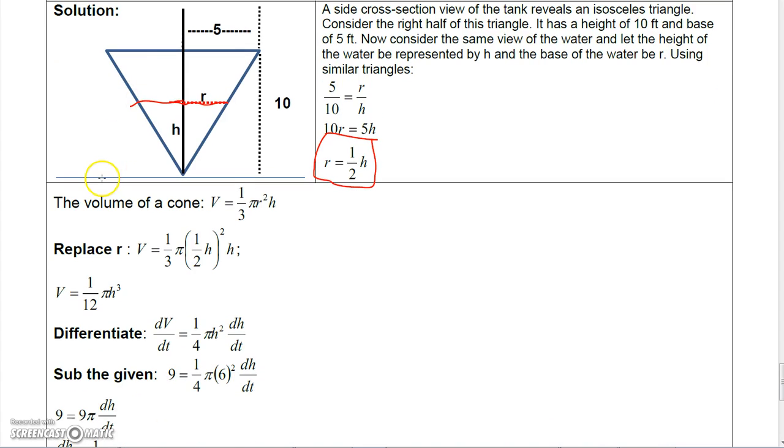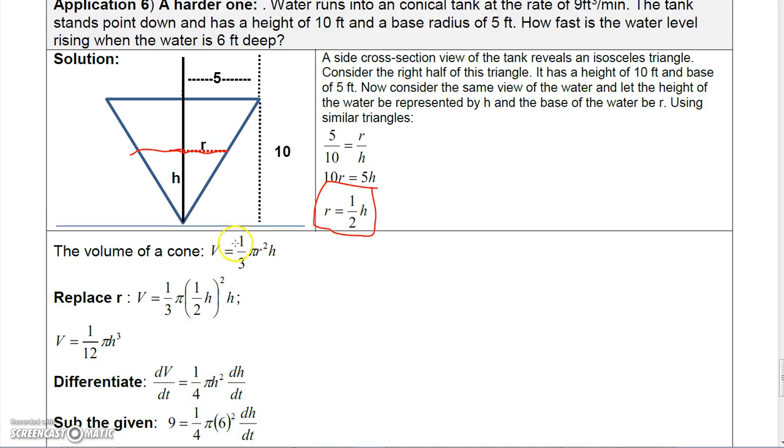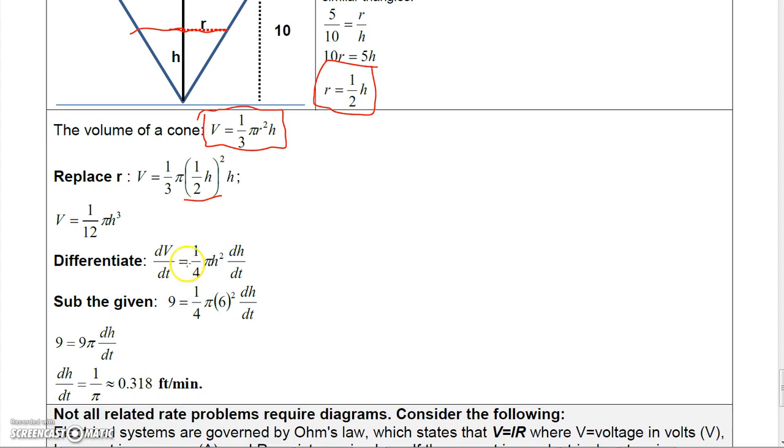Now that's important because we needed r in terms of h. And the reason is the volume of a cone is 1/3 pi r squared h. So I need to eliminate this r. I can replace r with 1/2 h. And then when I simplify that, you can do this algebra here on your own, but you square this and then multiply it out, and you actually get the volume is 1/12 pi h cubed.